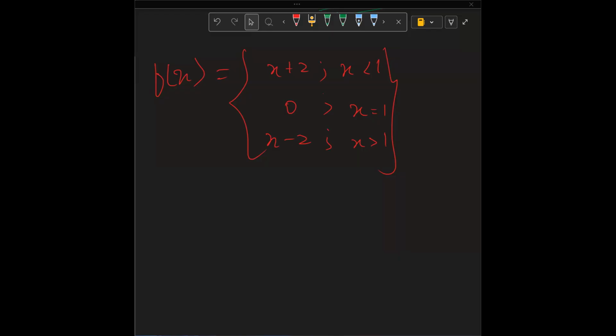Is it continuous or not? No, sir, it's not continuous at x equals to 1. So if I ask you what are the points of discontinuity, then how will you write your answer? Tell me the point of discontinuity for this function. You will write this function is not continuous at x equals to 1. So the point of discontinuity is x equals to 1.